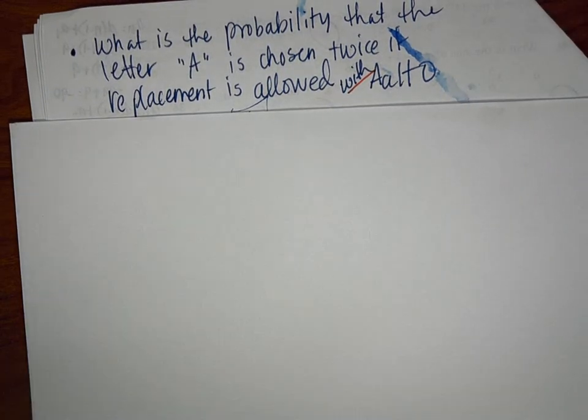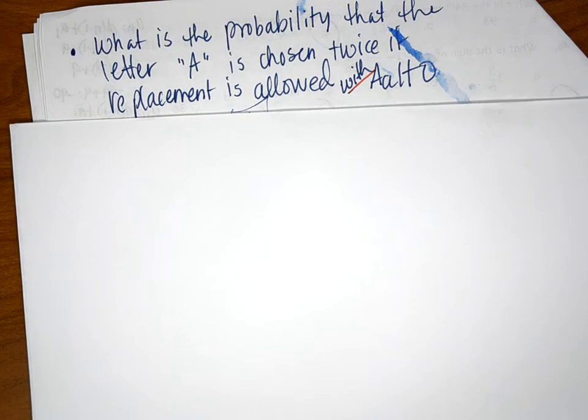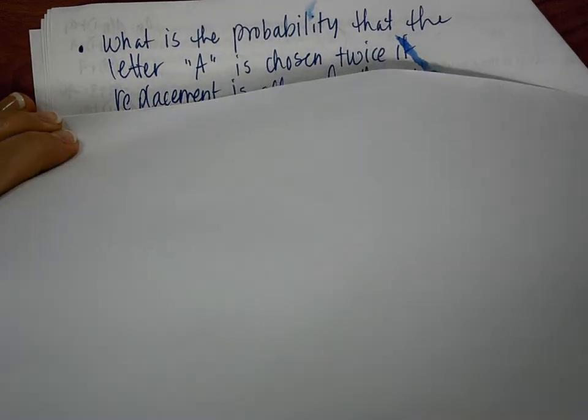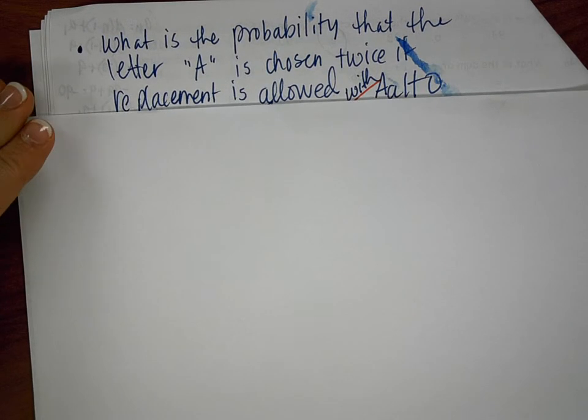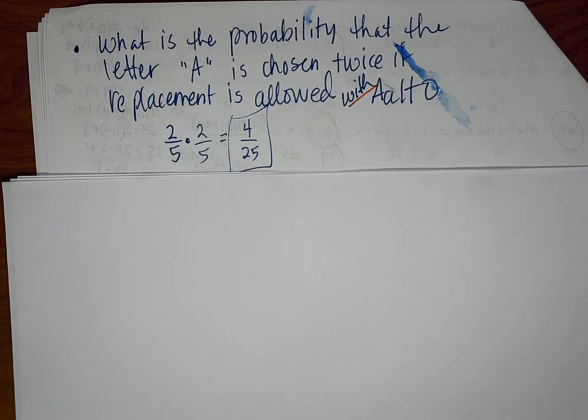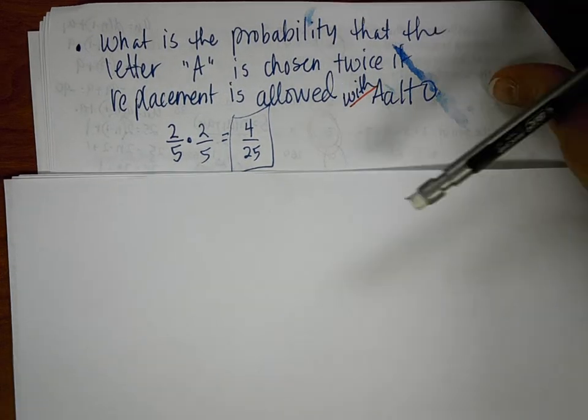Okay, what is the probability that the letter A is chosen twice if replacement is allowed with the word alto? So, anybody know what to do on this one? Yes. So, we're talking about probability. We're not talking about distinguishable permutations. So, first, there's going to be 2 blanks because we're choosing something twice, right? How many A's are there? 2 out of how many? 5. It says replacement allowed. So, you chose an A, you replaced it, you put it back in. 2 out of 5 again. You multiply those together and you get... Good thing we're talking about this because some of you don't know what you're saying. All right, moving on.